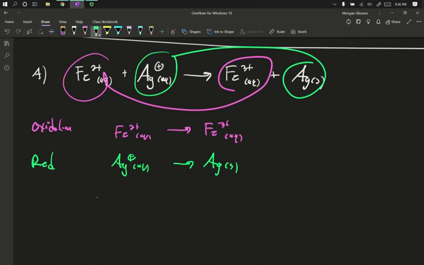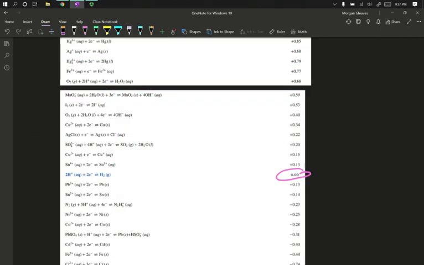Our goal is to find E0 of the cell. For this, I need to go look up those potentials. In our case here, if we go back and look at our table, I can find silver+ to silver solid at +0.8. And I can find iron 3+ going to iron 2+ at +0.77. So the silver conversion is 0.8 and the iron conversion is 0.77.